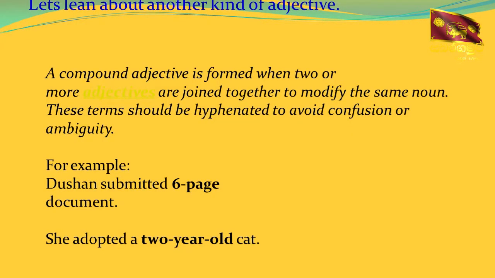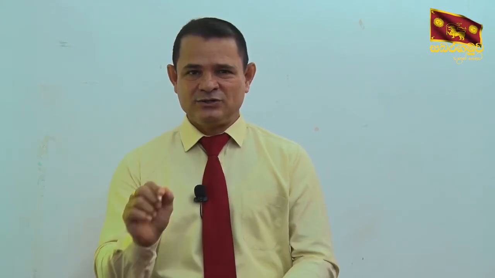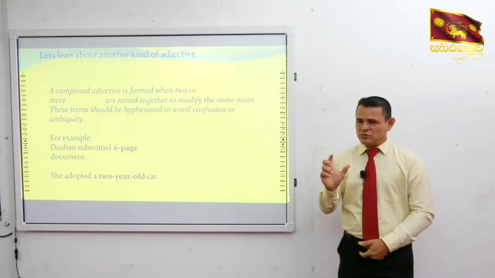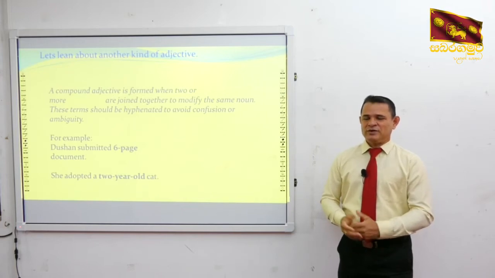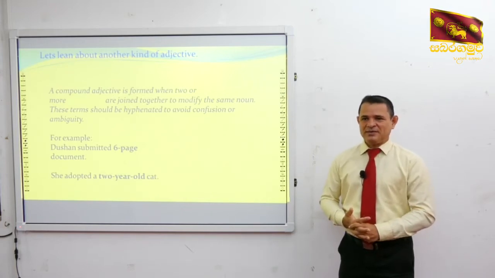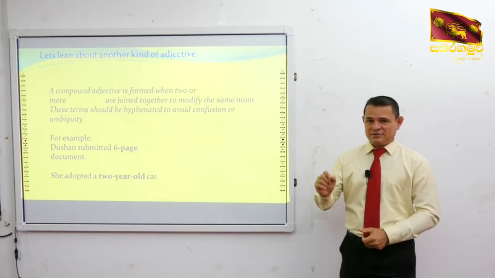And she adopted a 2-year-old cat. 2-year-old, all these words give you one idea. So we call it a compound adjective. There you have to use a hyphen to avoid confusion.